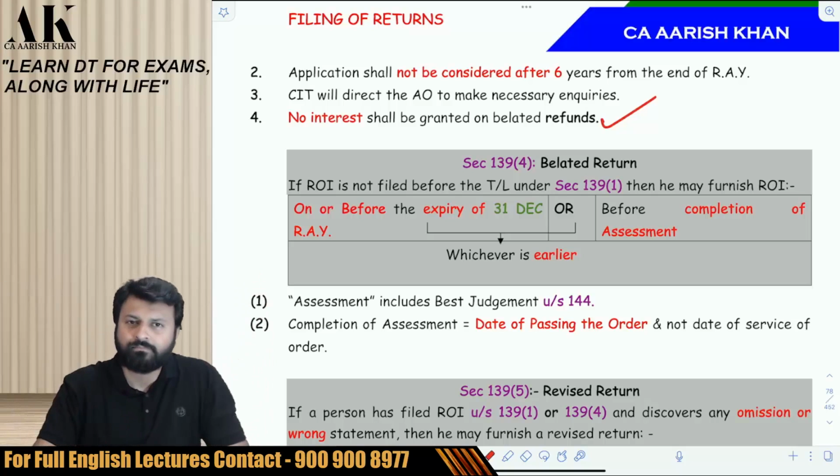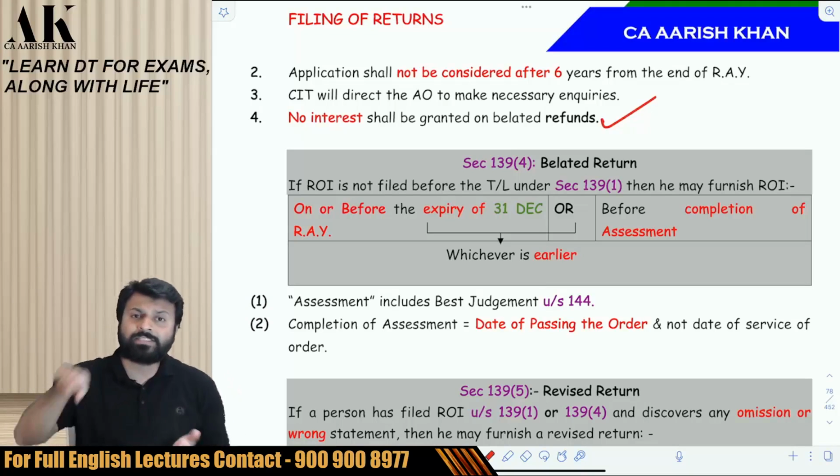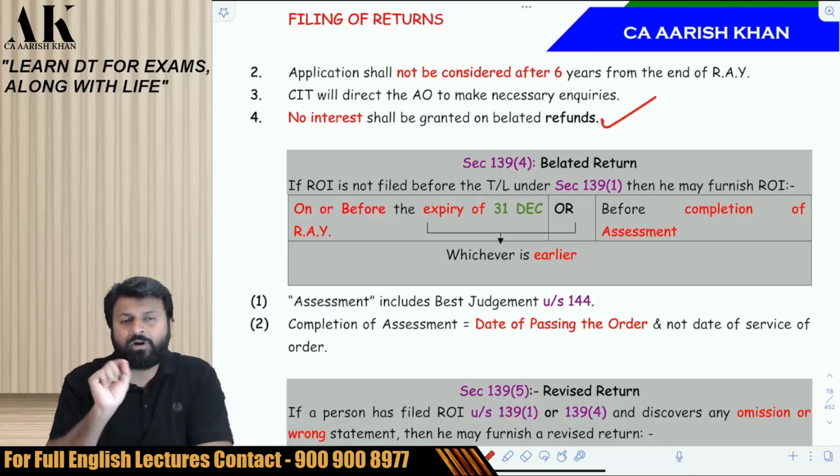The day on which the assessing officer passes the order, you can say proudly that my assessment is completed. So by default, the date is 31st December. But if the AO completes the assessment before that, which assessment? Best judgment. And in that case, whichever is the earlier date. And what do you mean by completion of assessment? The date on which the AO passes the order. I hope it is clear to all of you.